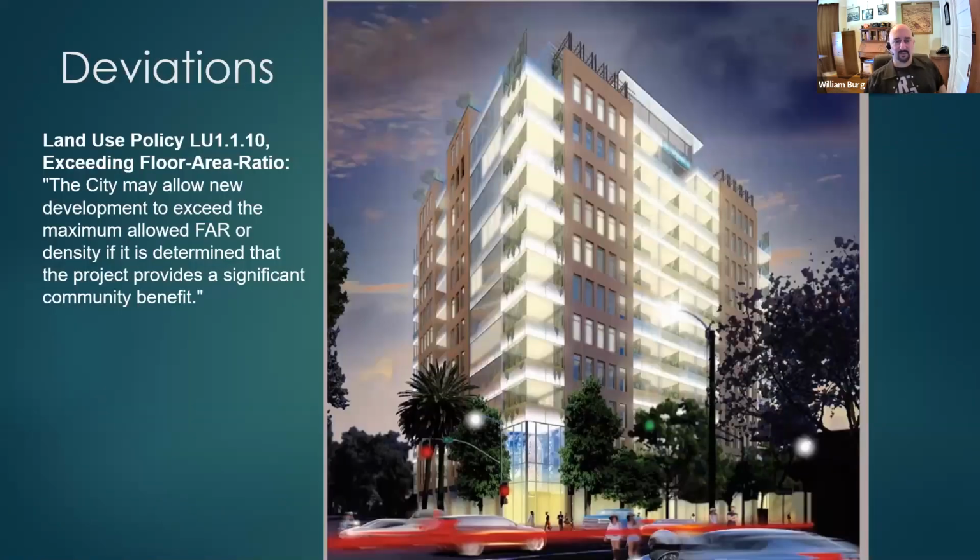Deviations were a very controversial issue, and they came to light with a building called Yamane, proposed for 25th and J Street. And they were made possible because of the 2030 general plan, which in 2018, the city said they really wanted to revisit after they took another look at floor area ratio. What they said was the city may allow new development to exceed the maximum allowed floor area ratio or density if it is determined that the project provides a significant community benefit. Basically, if we like what you're doing, you can break the rules.